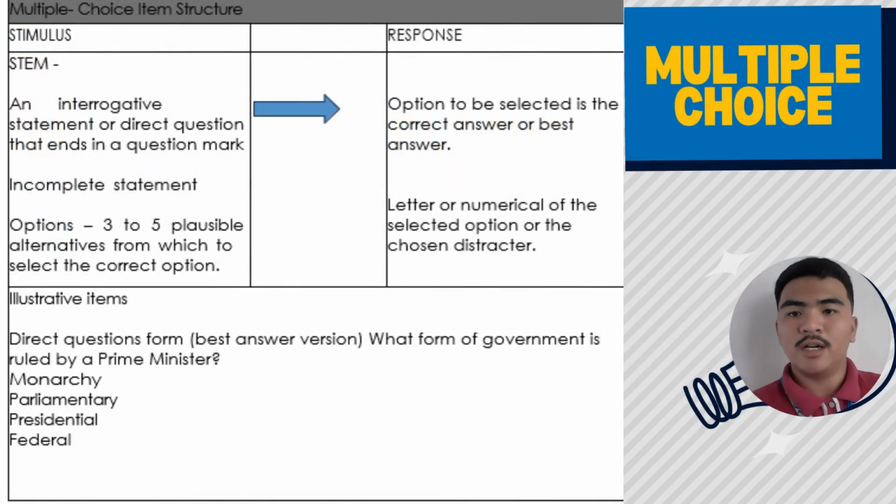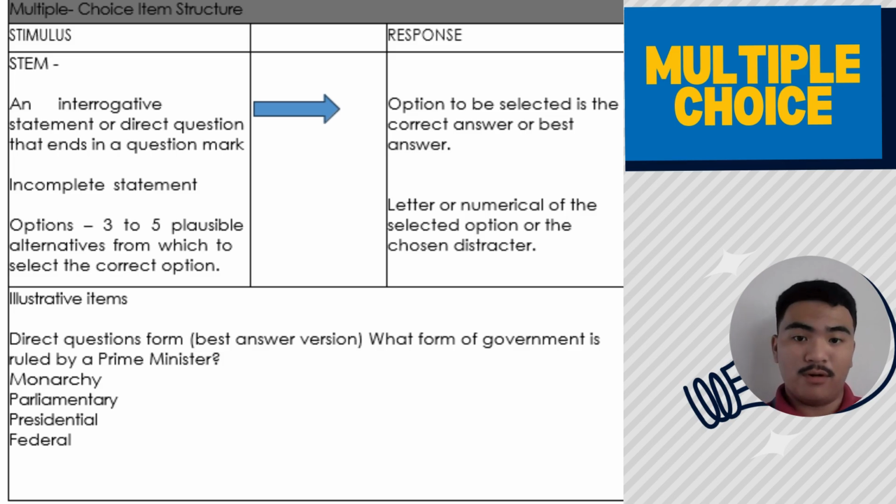Now here we have the table for the multiple choice. The stem is an interrogative statement or a direct question that ends in a question mark. It is purposely for objective type. It starts with when, what, which, where. You need to identify, remember, and recall the objective answers. For example, in history: what is the name, which part, when. The option to be selected is the correct answer or best answer only. Now, options are the three to five plausible alternatives from which to select the correct option.